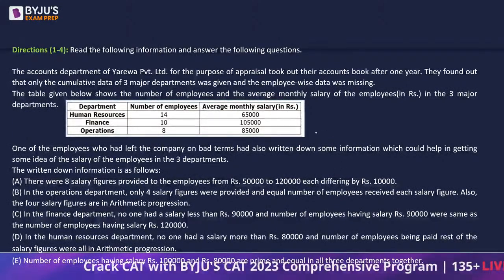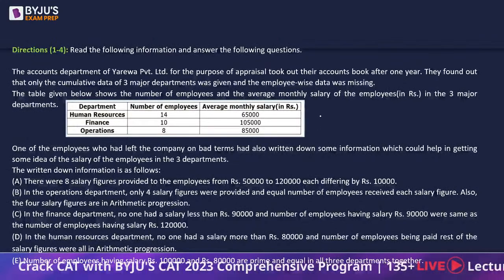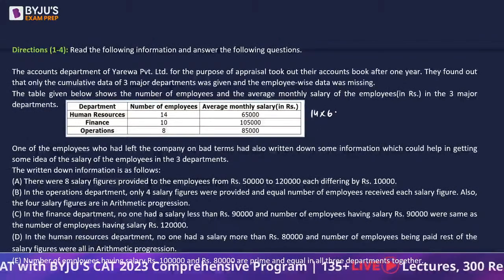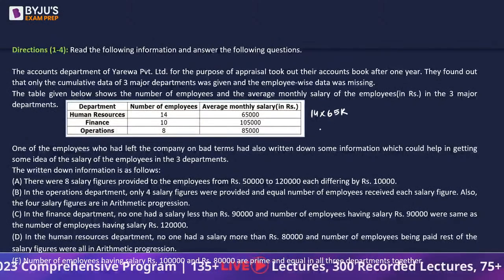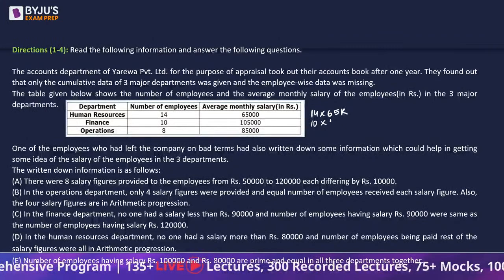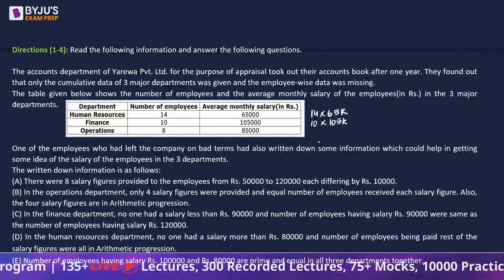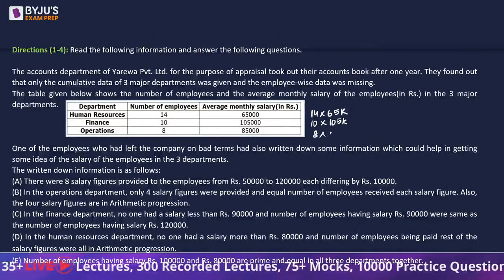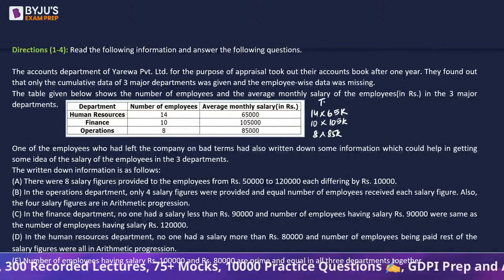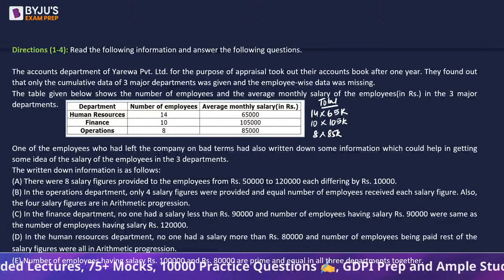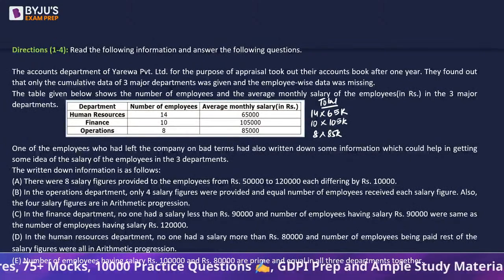There are a total of 14 employees. So the total monthly salary is going to be 14 into 65K, the average. So 14 into 65. Similarly for finance, there are 10 employees, average is 105K. And for operations, it's 8 into 85K, right? So this is the total salary that is being disbursed, right?